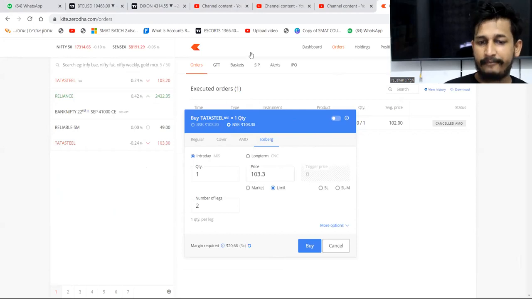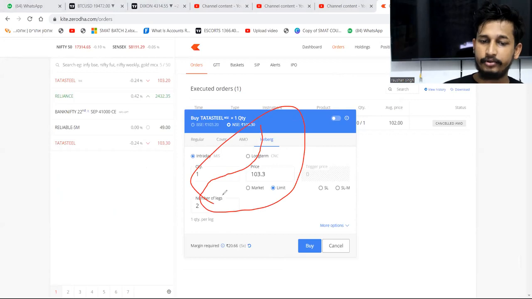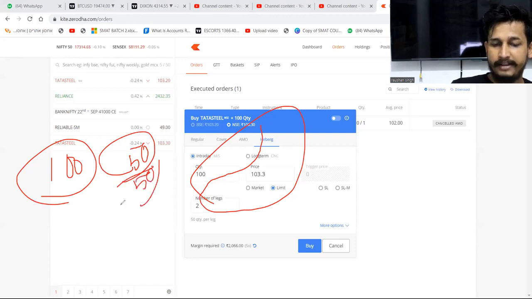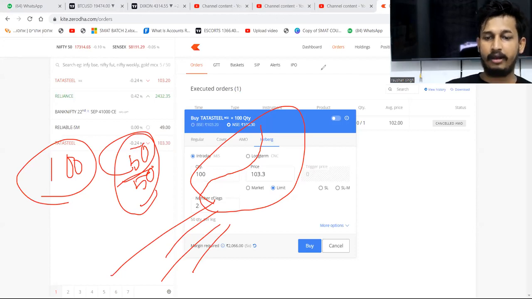Then there is iceberg. Iceberg is a new type of order. Let's avoid this, because you will get confused over here. What happens in this situation? Let's say I want to place 100 quantity, with all the same conditions, market, limit and all. Now over here, number of legs. If I'm placing 2 legs, it means the first 50 quantity will be executed, and after that the other 50 will be executed. So it is the same thing.